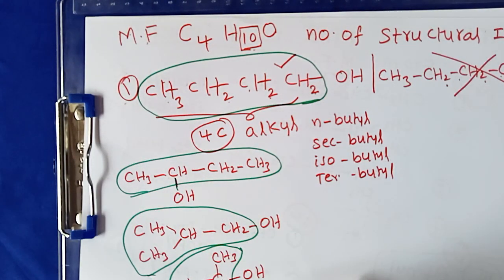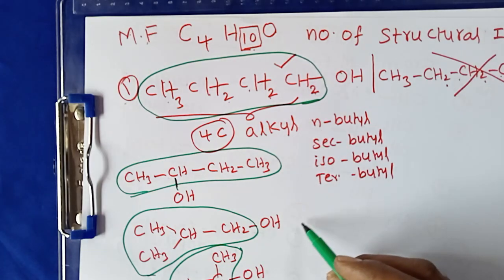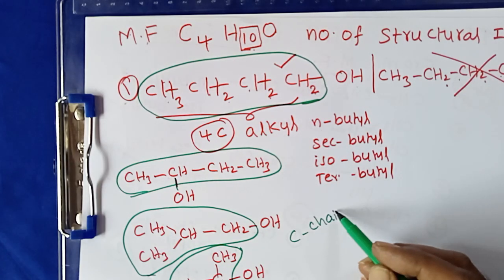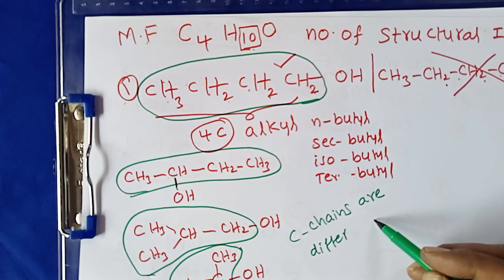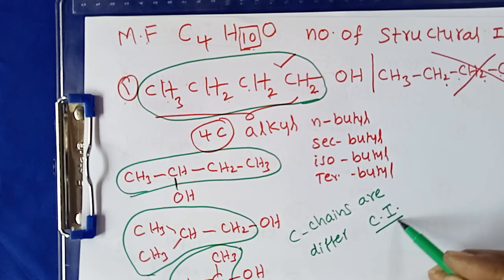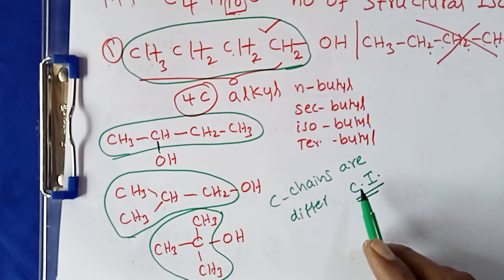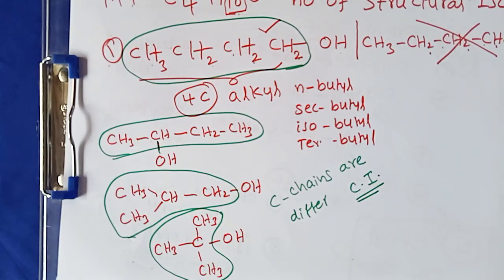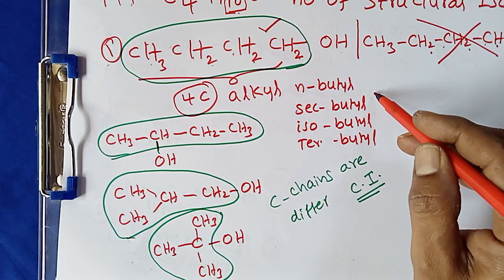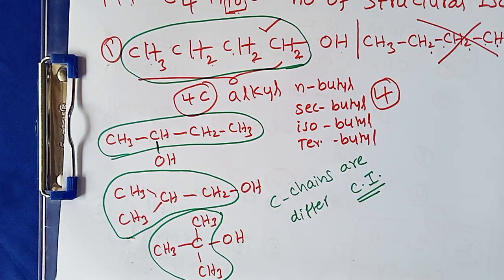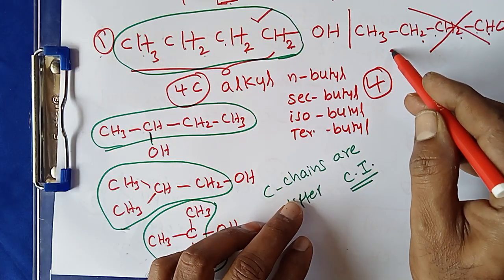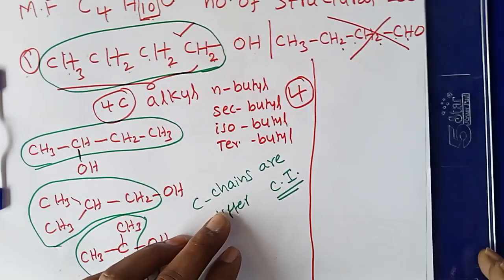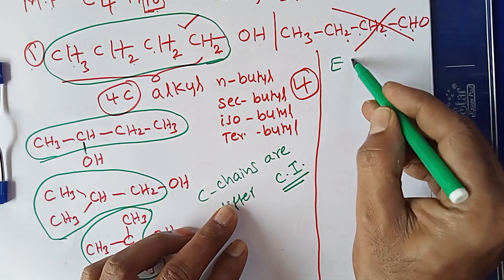If carbon chains are different, they are generally chain isomers. CI means what? Chain isomers. Okay, this is a different concept. So number of alcohols, how many for this formula? Total 4. Next, alcohols are functional group isomers with ethers also. Now here I write down the ethers. So what is our heading? Ethers.